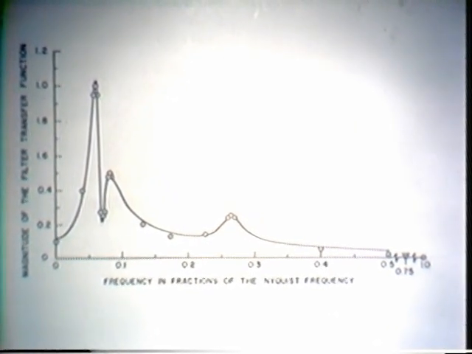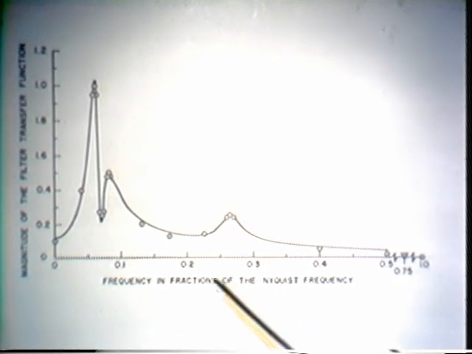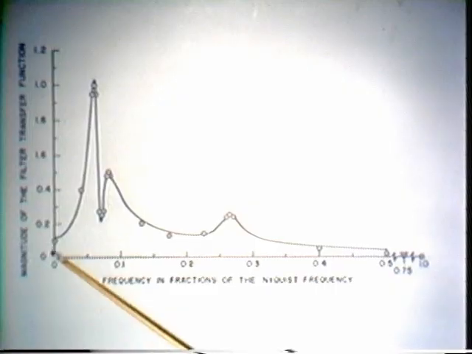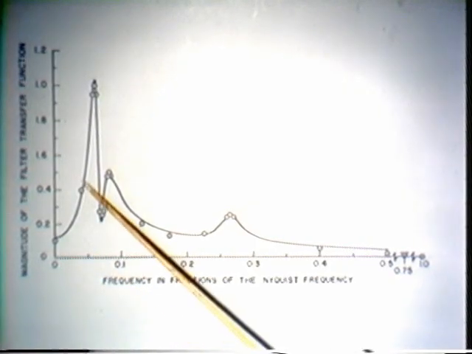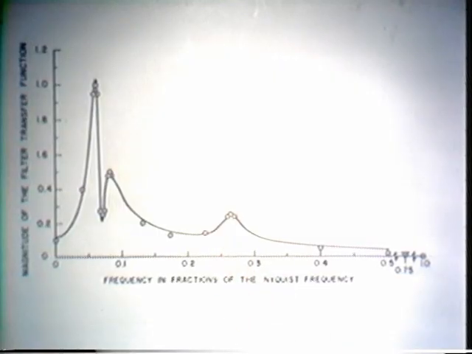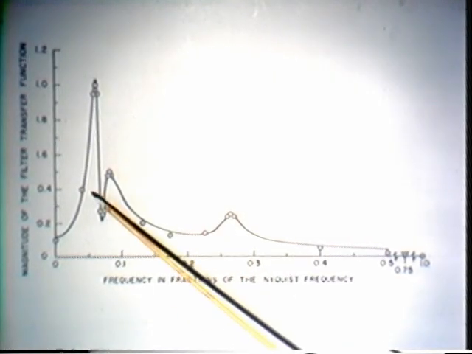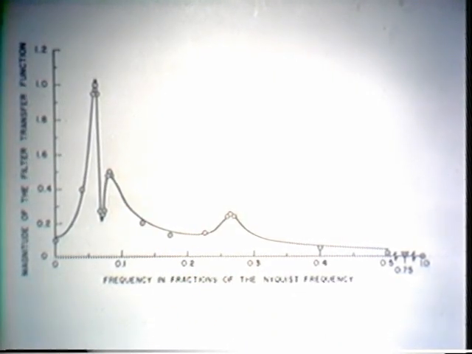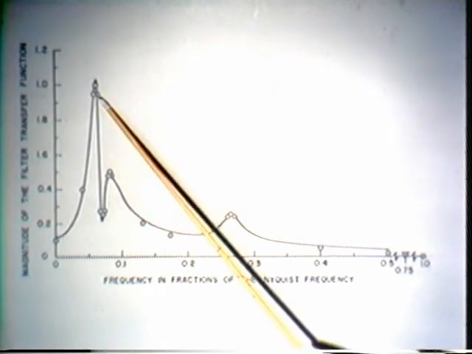Well, what was used was a total of 3 second-order sections, and the resulting frequency response that was obtained is what is shown here in solid lines. And you can see that, in fact, that's a reasonably good fit to the points that were specified.